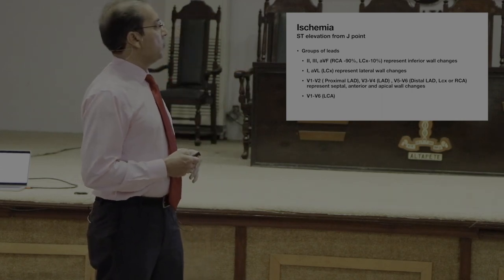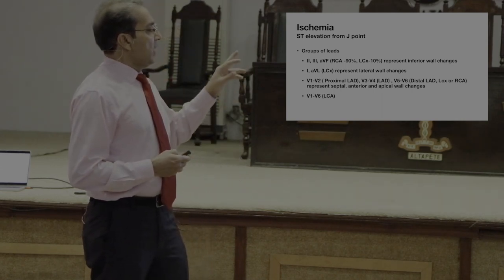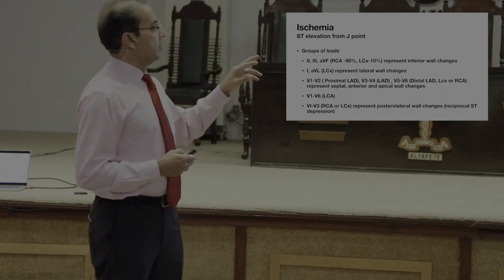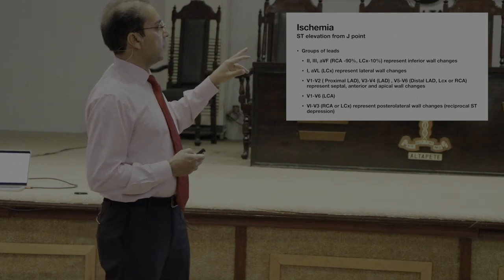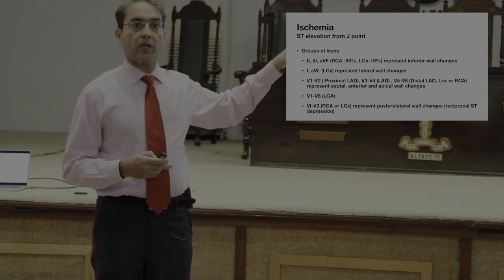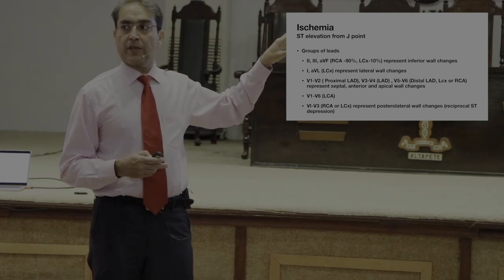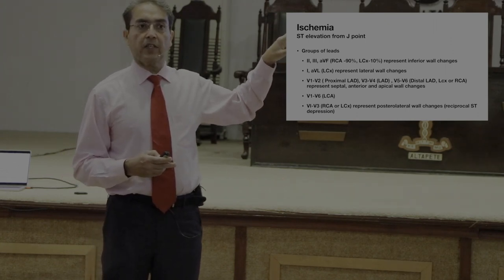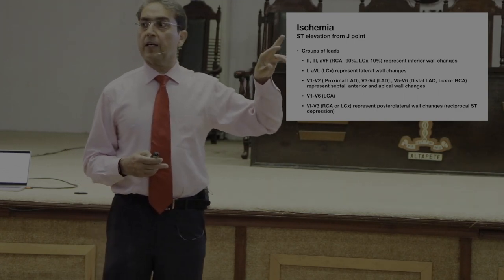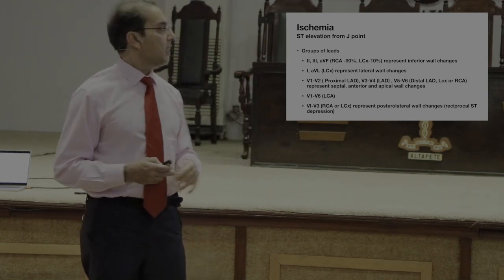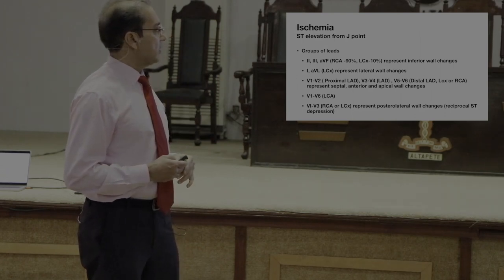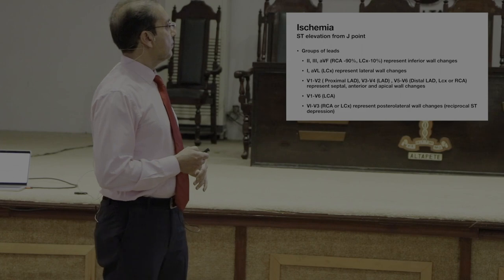And then in V1 to V3, if there is reciprocal ST segment depression in these leads, with the right coronary artery or left circumflex involved, this may indicate posterior wall myocardial infarction. If there are symmetrical T wave changes and ST depression in leads V1, V2, V3, this may indicate a posterior wall myocardial infarction. And again, the RCA or the left circumflex may be involved.